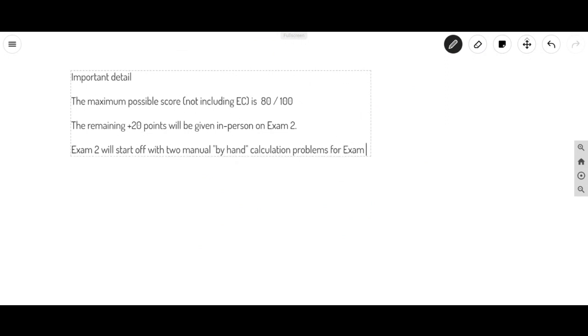For exam 1, and then followed by the new topics. That's the way it's going to be formed. Because I did make a promise for you that for exam 1, I wanted to give you 2 manual problems to do by hand, like classical type of problems where you just have to calculate things out.